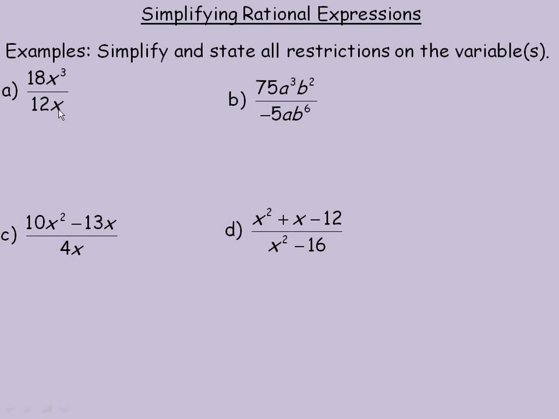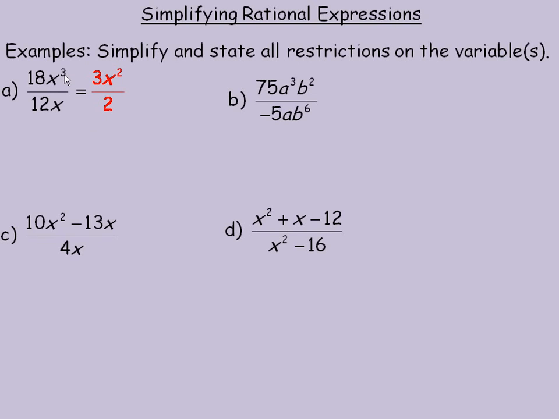and 12x, both of them. The largest number that divides into 12 and 18 is 6. So if I divide 6 into both 18 and 12, 6 goes into 12 twice. That's why the denominator has a 2 in it. 18 divides evenly by 6 3 times, hence the numerator still has a 3 in it after we simplify.